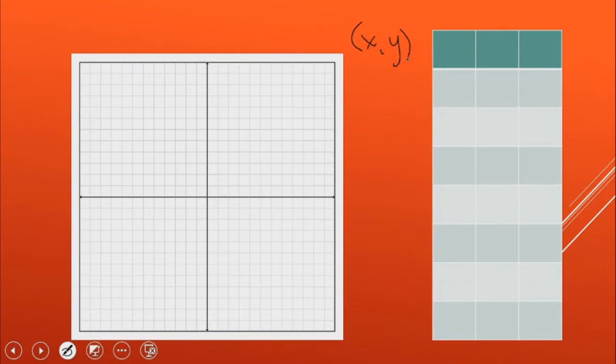So for example, we can plot the point 2, comma 5. And we do that by saying, okay, it's 2 in the x direction, so 1, 2, and 5 in the y direction, so 1, 2, 3, 4, 5, and that's right here.